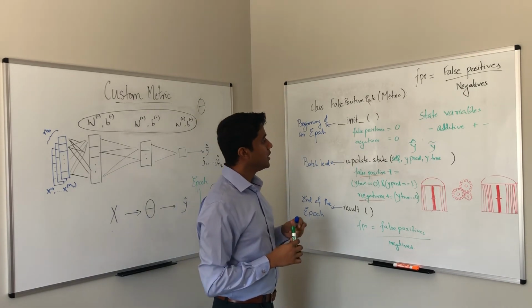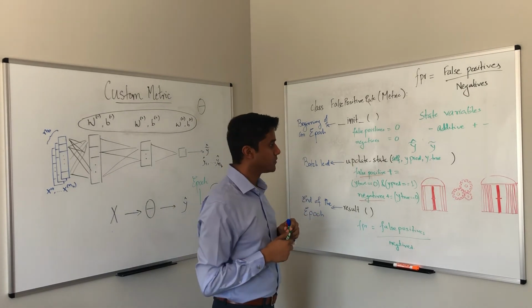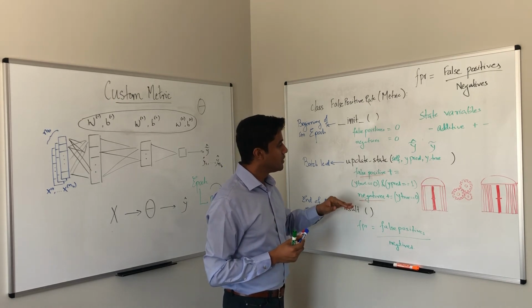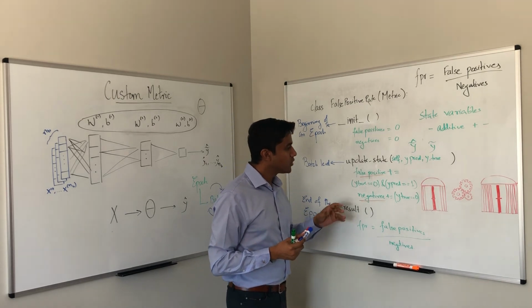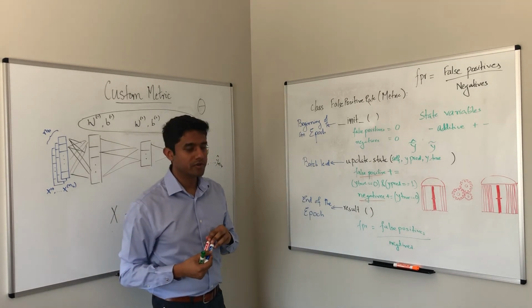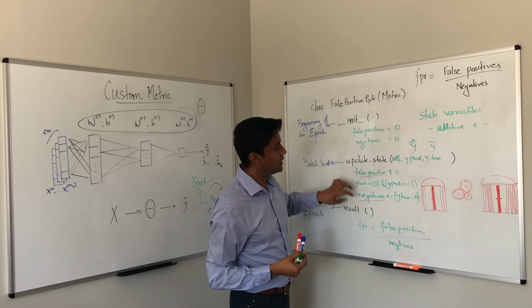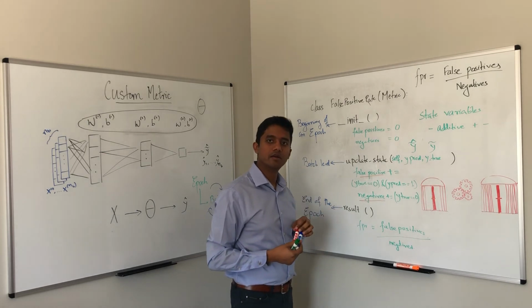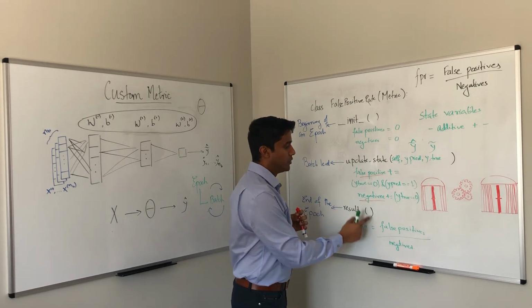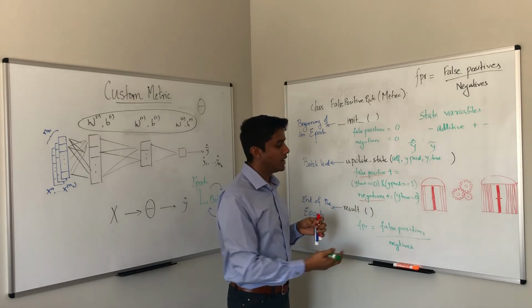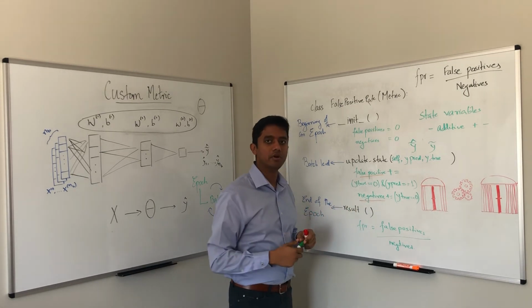There are a few things to note here. One, there was a question I got from one of the students: why didn't we compute this FPR directly in the update state? We could have computed this ratio here and it updates itself. Why do we have to do this additional computation here?